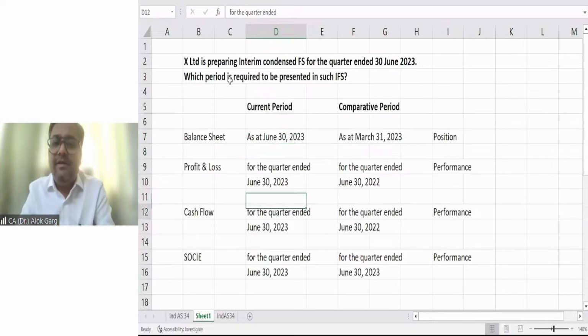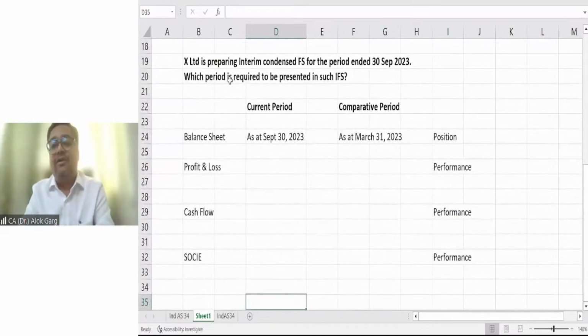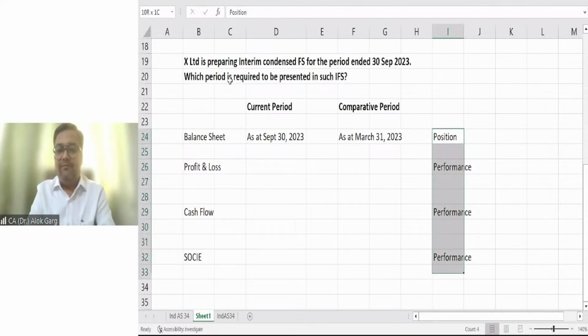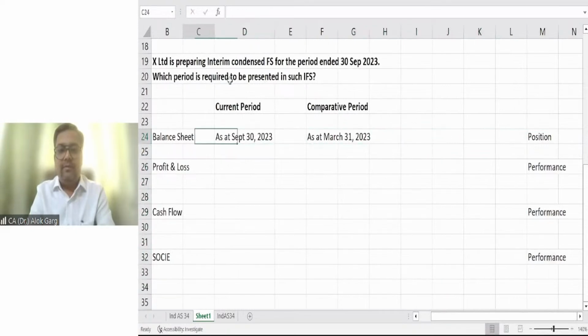So friends, for the performances, means your profit and loss, specifically for your profit and loss, standard says that you need to prepare your profit and loss for the quarter and year to date. Profit and loss should be presented for the quarter and year to date, right?